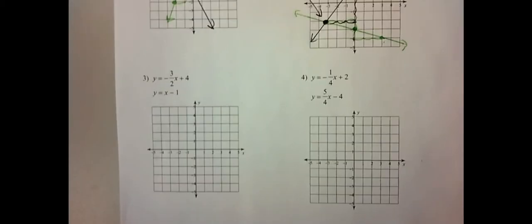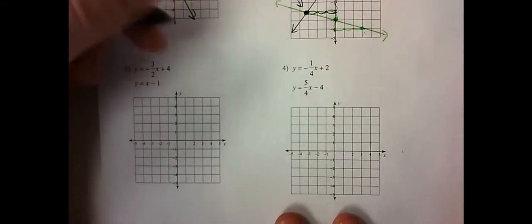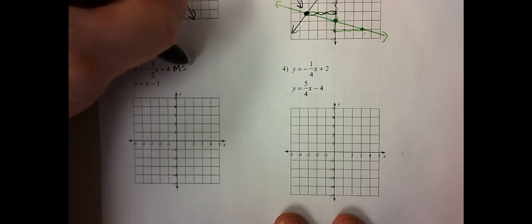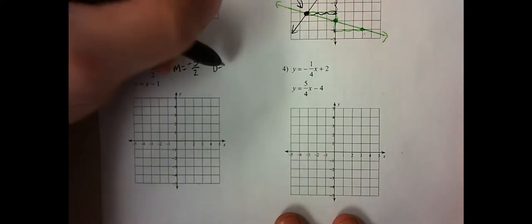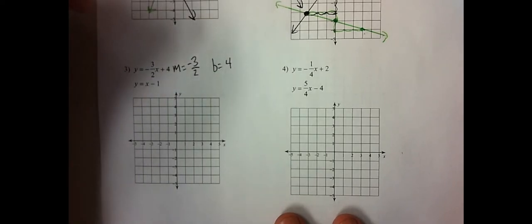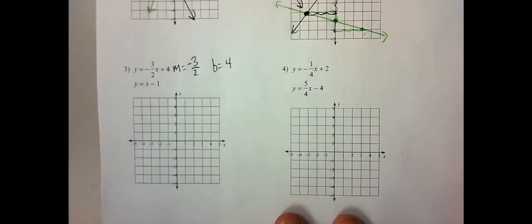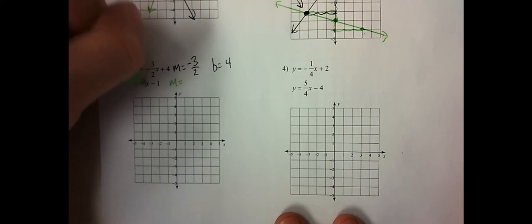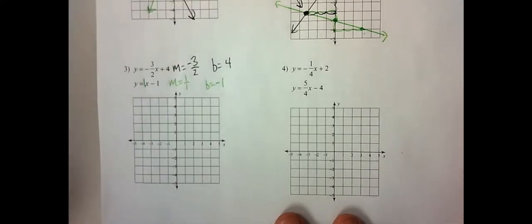Okay, let's go to number 3. Number 3, we have y equals -3 halves x plus 4. So I'm going to write m equals, and I have -3 halves. Then we say b equals, and we get 4. Okay, now this one down below, I'm going to do them all at once here. M is equal to, I know it's technically a 1 in front of that x, so I'm going to say 1 over 1, and my b is -1.